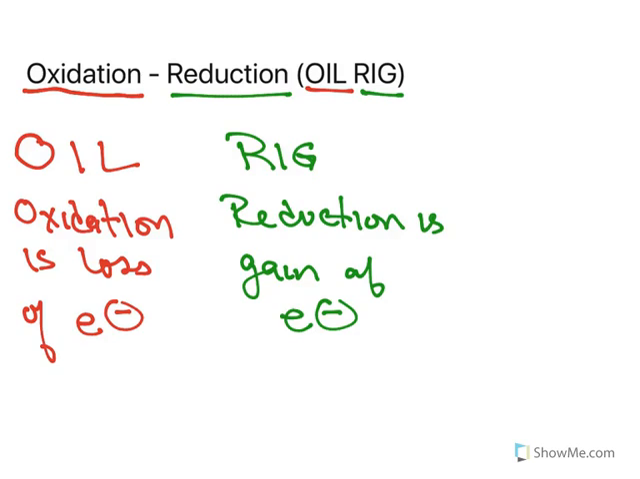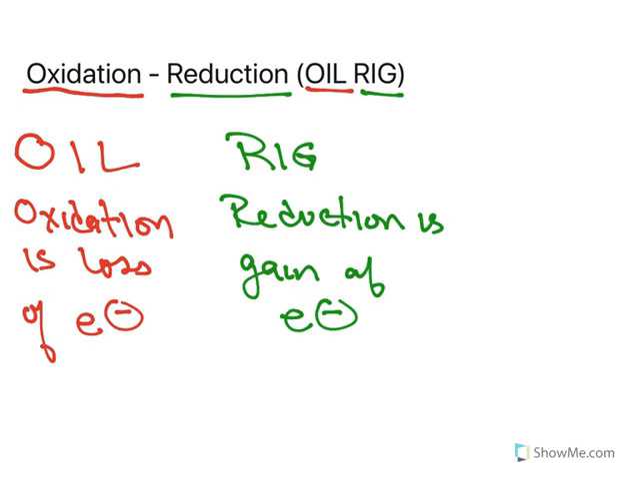Okay, let's learn a little bit about a process called oxidation reduction. Oxidation and reduction are processes that always occur in tandem. One occurs and so the other will occur. Whenever you have oxidation, you're always going to have reduction. A good way to remember oxidation reduction is this mnemonic called OIL RIG.